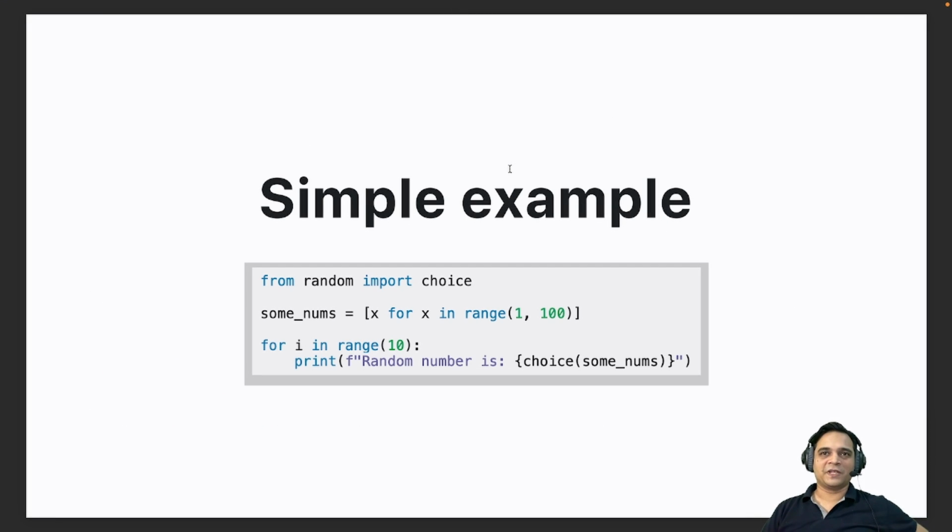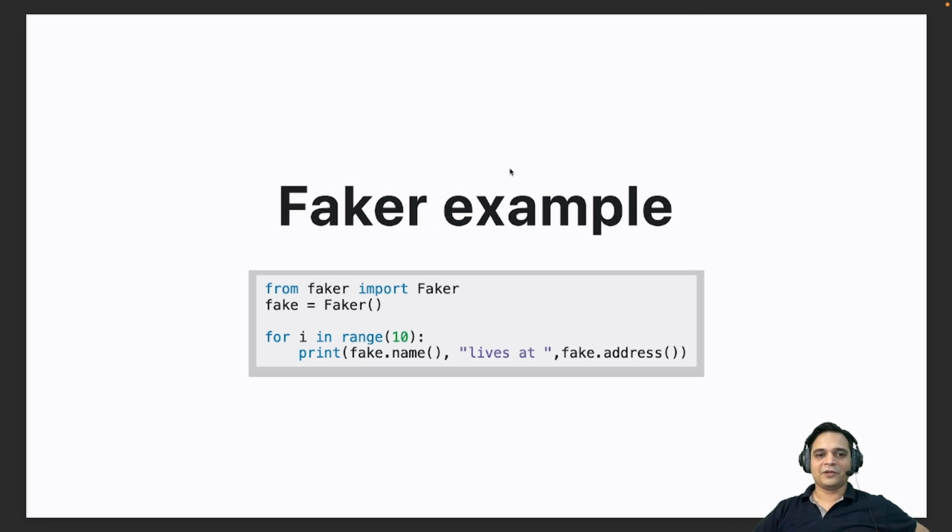So the first example over here is very simple. What we're doing is firstly generating some random numbers in the range of 1 and 100, and then for the next 10 iterations we are selecting a random number from the list of numbers. So this is simple and straightforward. The next thing we're doing is generating some fake names and fake addresses that you can input to certain functions.